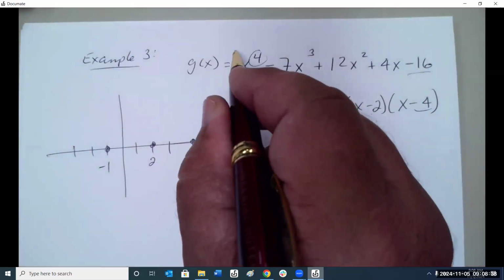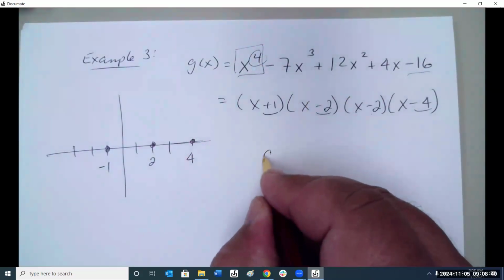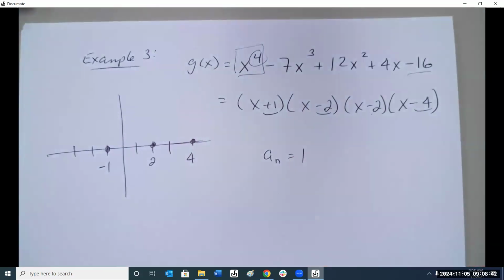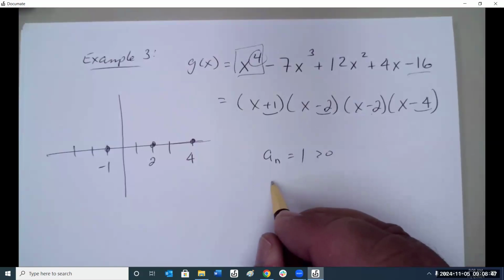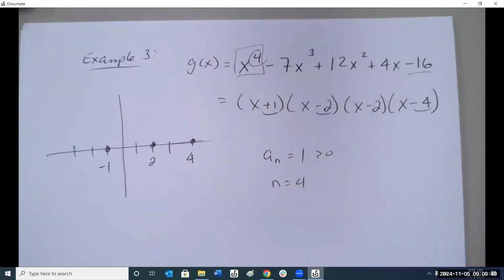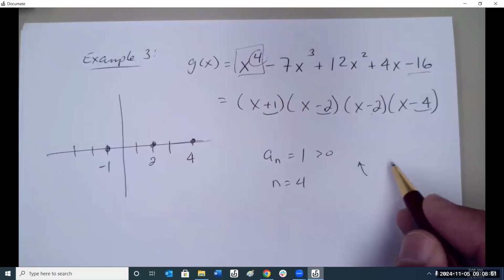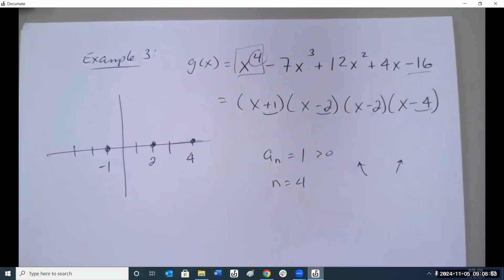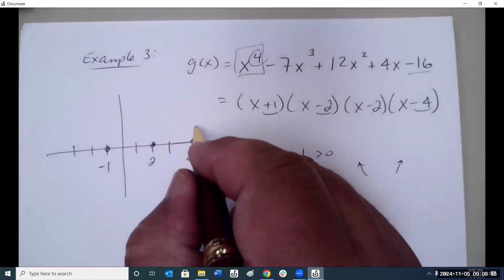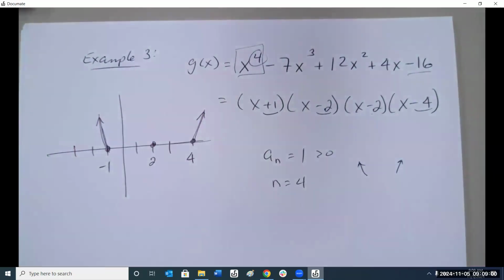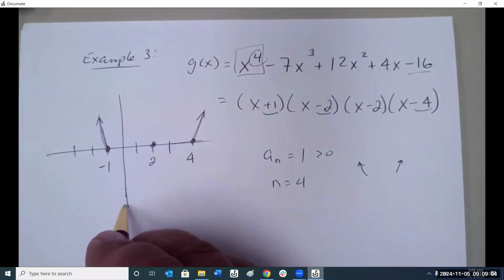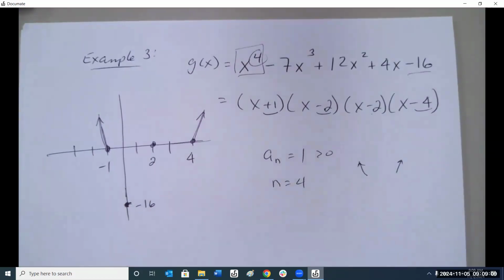And because our leading coefficient is 1, it's positive, and n is 4, we know that our end behavior has to be going up. So our graph has to be going up at the ends. We also know that our y-intercept is -16.